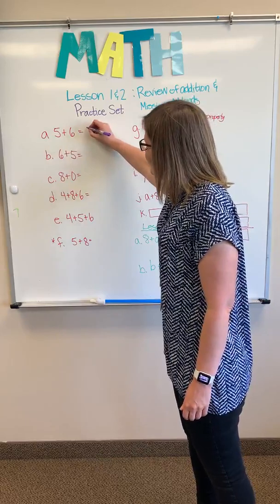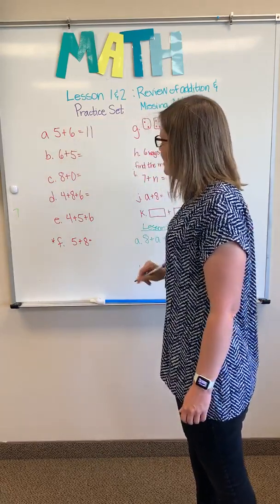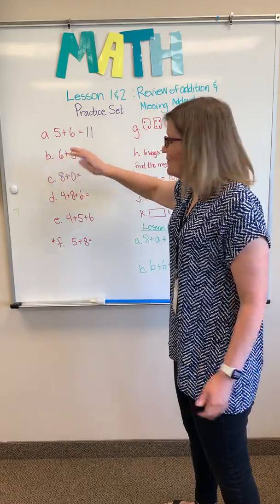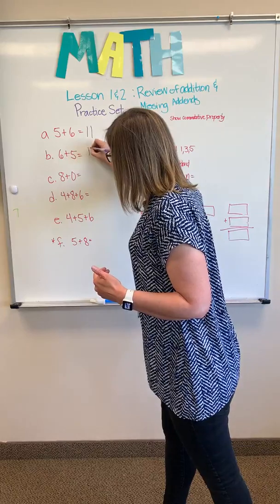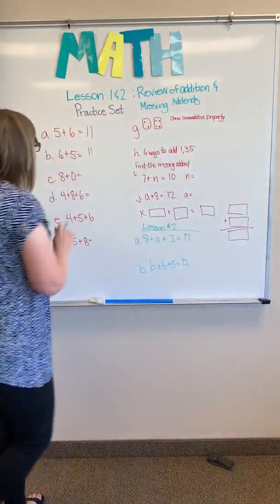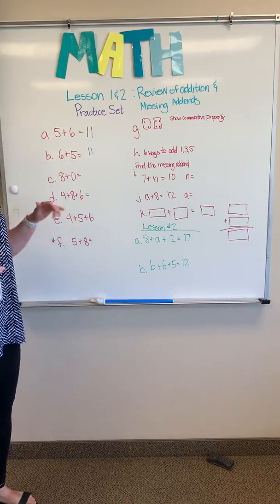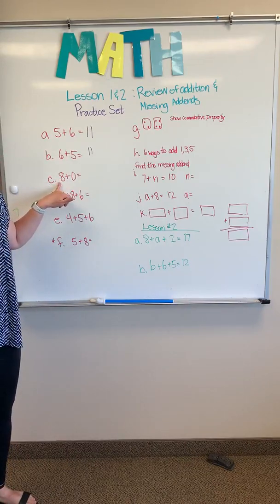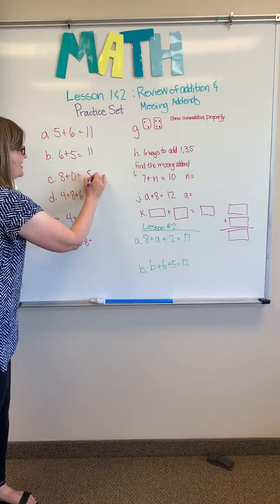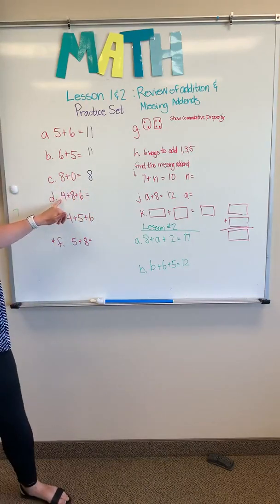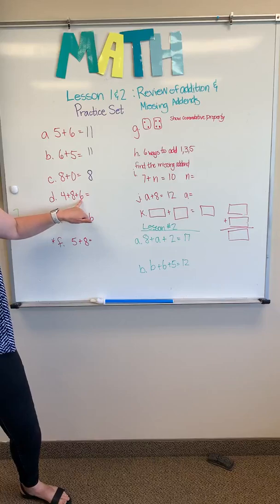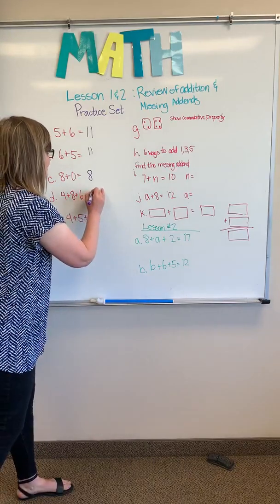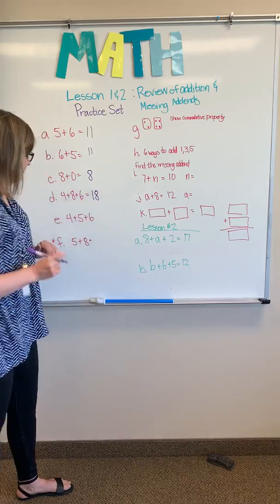5 plus 6, we add these together, equals 11. 6 plus 5, once more, the commutative property of addition still equals 11, even if we have it in a different order. Here's our identity property of addition. 8 plus 0 is 8. And here we take our add-ins. 4 plus 8, I know, is 12. And then I add 6 to that, and I get the number 18.